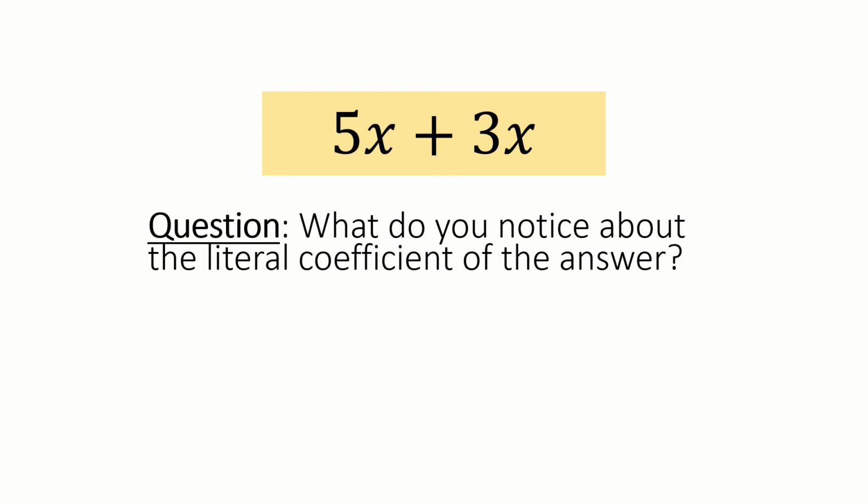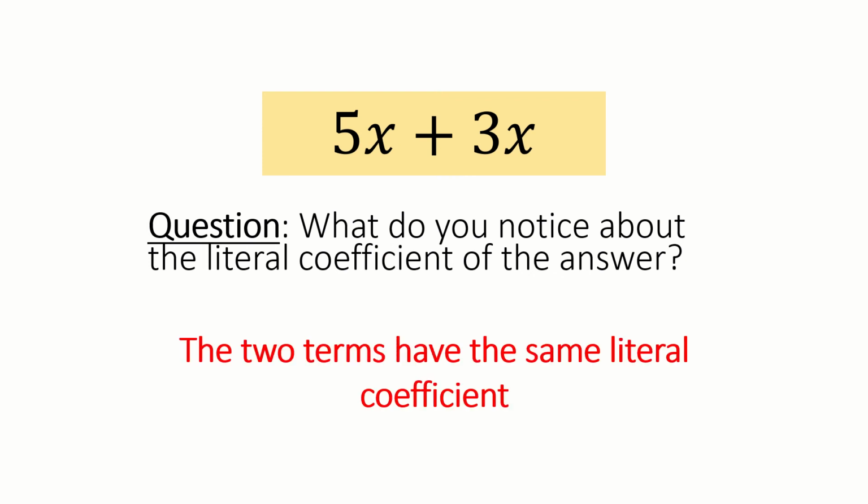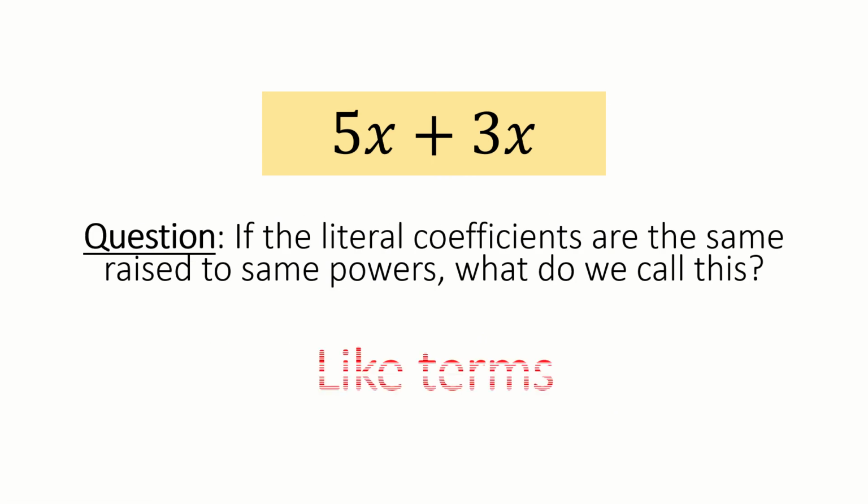So yes, that's correct. If you notice, the two terms here, separated by the plus, the first term has a literal coefficient which is an x. The second term has a literal coefficient which is an x as well. In other words, the two terms have the same literal coefficient. So what does it mean if they have the same literal coefficient? That means that these are what we call like terms.